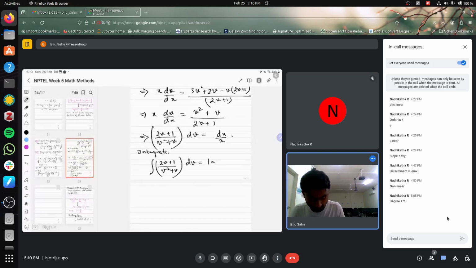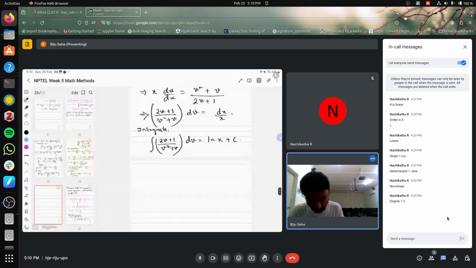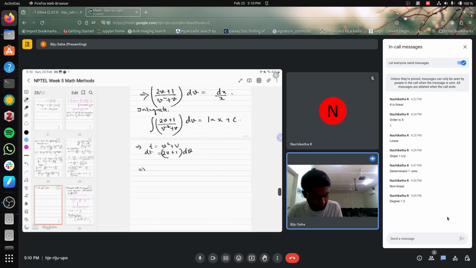So here is log x plus constant. So this is an easy integration. You just put t equal to v square plus v, so dt by dv would be 2v plus 1. So dt is 2v plus 1 dv. So even on the right hand side I have ln of v square plus v.